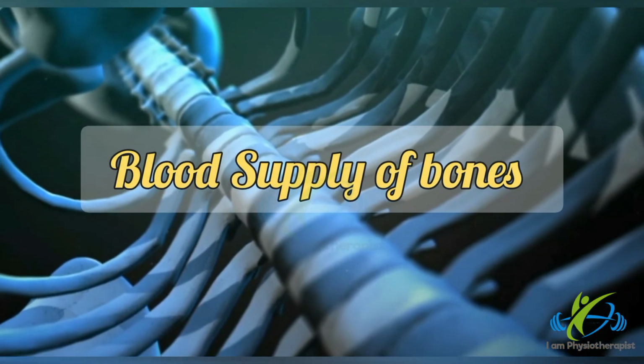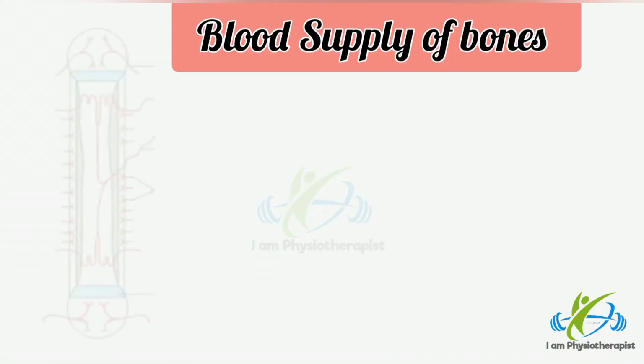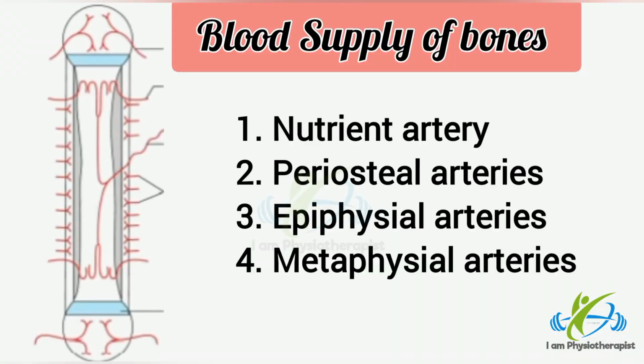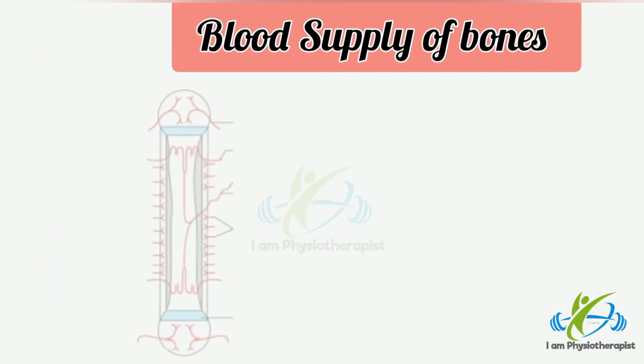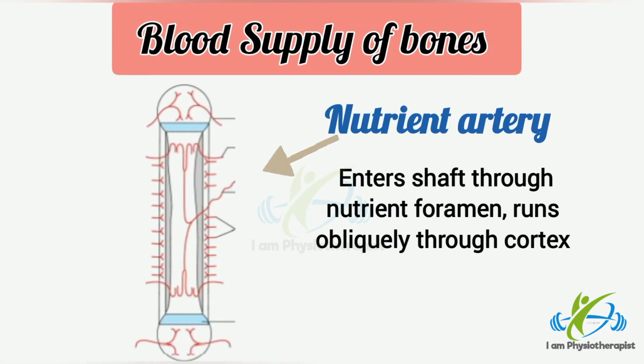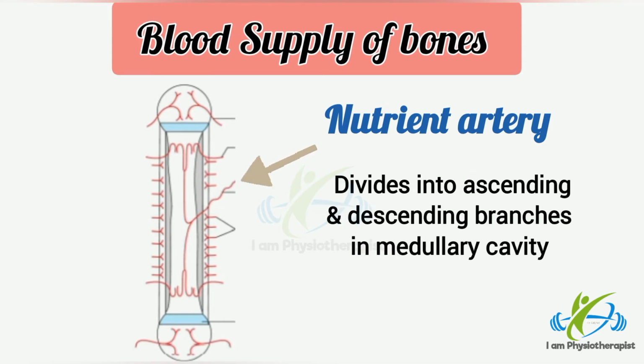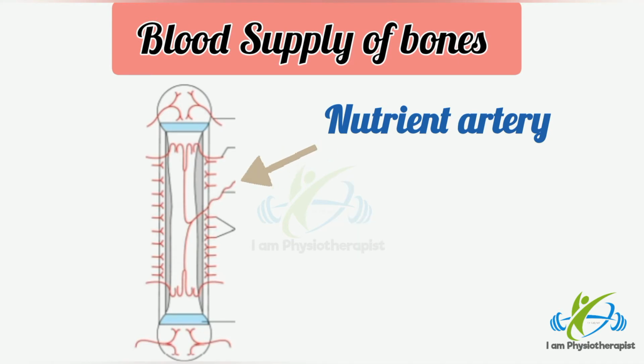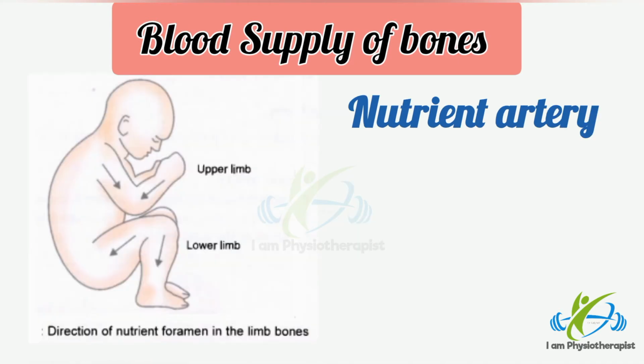Blood supply of bones. The long bone is supplied by 4 sets of arteries. Nutrient artery, periosteal arteries, epiphyseal arteries, and metaphyseal arteries. Nutrient artery. It enters the shaft through the nutrient foramen, runs obliquely through the cortex, and divides into ascending and descending branches in the medullary cavity. The nutrient foramen is directed away from the growing end of the bone.